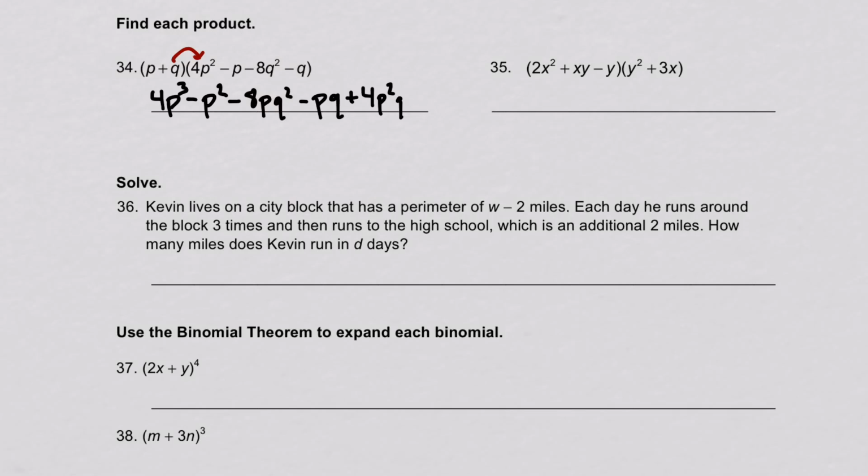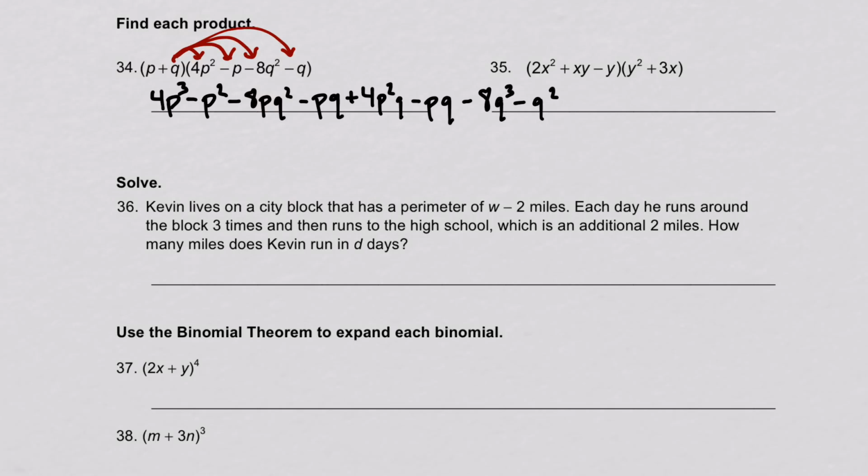Okay, and then the next one is q times negative p, which is going to be negative pq. And this one looks like it's going to extend over to this side over here. That's okay. Q times the next one, negative 8q squared, will give me negative 8q cubed. And it's starting to sound like a tongue twister. And finally, q times negative q will give you negative q squared. All right. Try to combine any like terms you might see. If not, then you're basically done at this point.